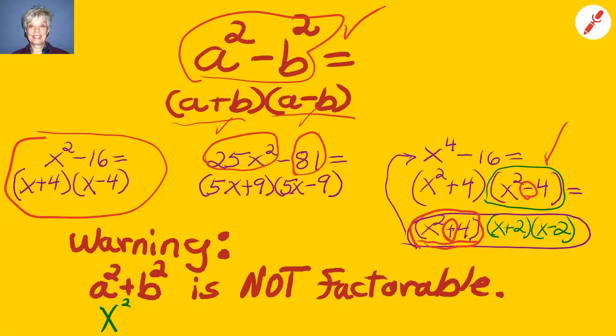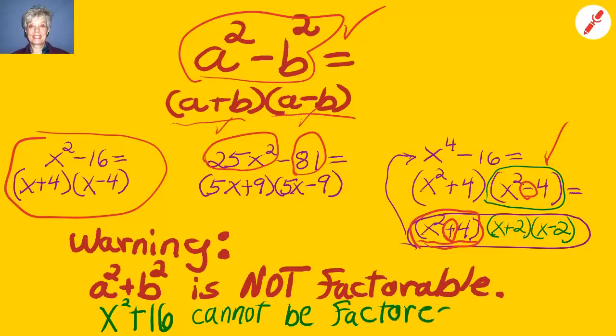Look at x squared plus 16. x squared plus 16 is not factorable. It cannot be factored. Even though x squared minus 16 can be factored. x squared minus 16 can be factored, but x squared plus 16 cannot be factored. So this is factoring by the difference of two squares.